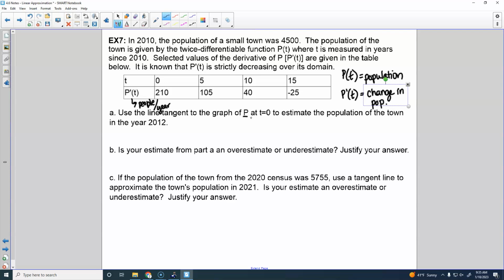So, we're looking at t equals 0, so we need p of 0. What is p of 0? It is 4,500, because that would be our population in the year 2010. That's when t equals 0, and that's given to us in that first sentence. So that's our point, (0, 4,500). Now we need our slope. So that would be p prime of 0. What is p prime of 0? 210, we're reading it from the table.